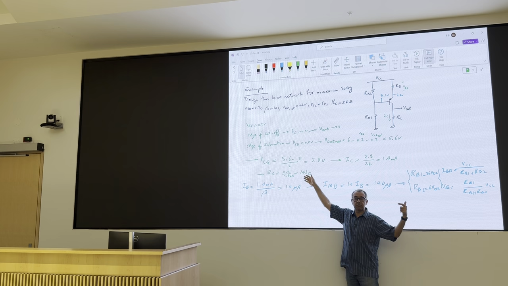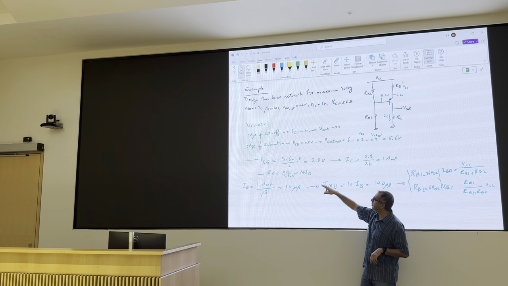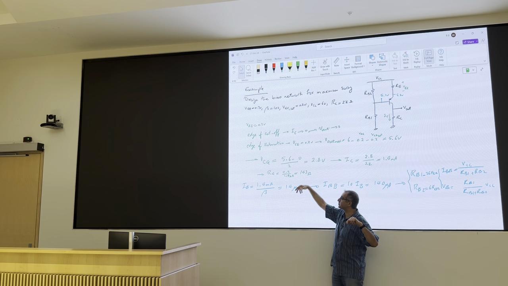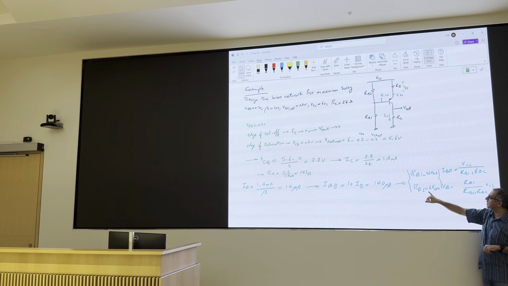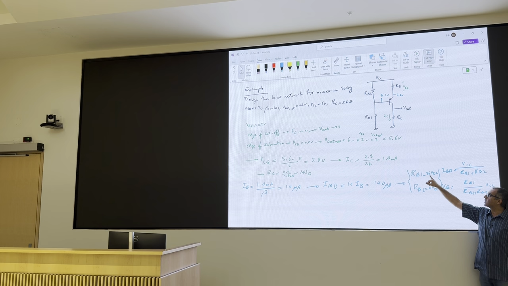Let's say you want to stick to the closest value, so you choose 150 for your RE. Right away, your IC will be a little bit smaller. But then you don't have 36K and 6.4K. You have 6.8K and let's say 39K or 33K. You have to pick from those values, right?